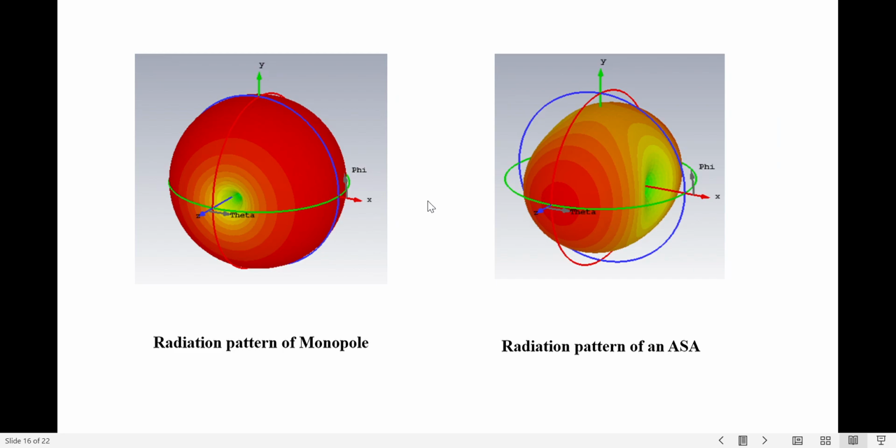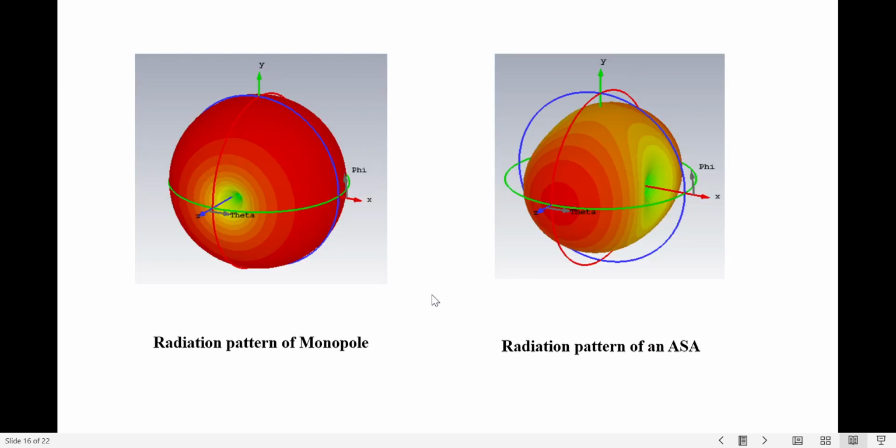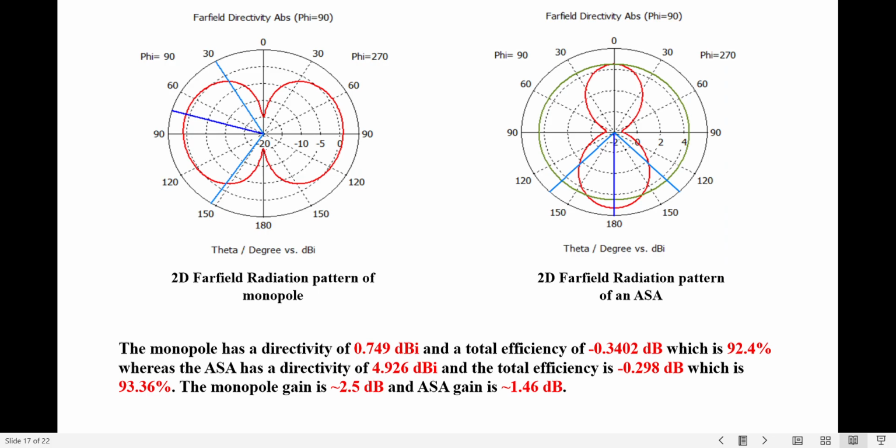These are the radiation patterns of the two antennas. These patterns depict how the antenna emits energy into space. We can determine the directivity also. So these are the radiation patterns of the monopole, and this is the ASA radiation pattern. Using these radiation patterns we can determine directivity and efficiency also. So here are the far fields, that means 2D patterns of the power emitted by the antennas.